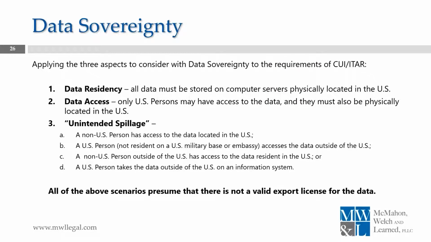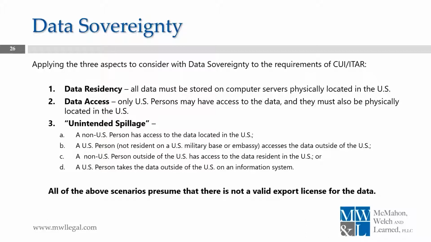So applying these three aspects, for data residency, data should be stored on computer services physically located in the United States. I actually live in Ashburn, Virginia, where we've replaced the farms that have cows and horses with computer farms. Data access: only US persons may have access to the data, and they must be physically located in the United States. And then we have unintended spillage, and all of these we've described already.